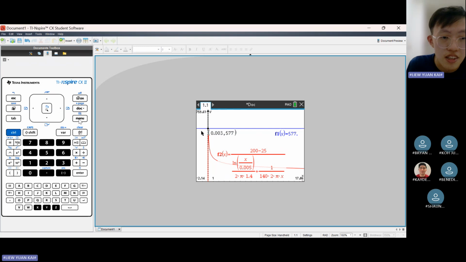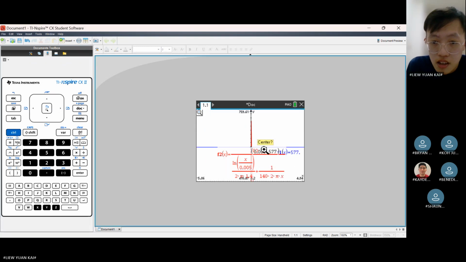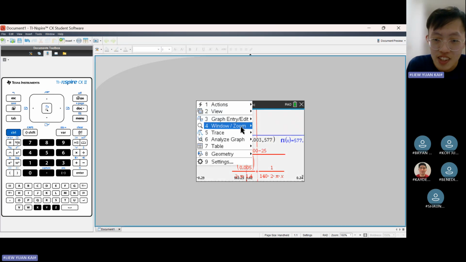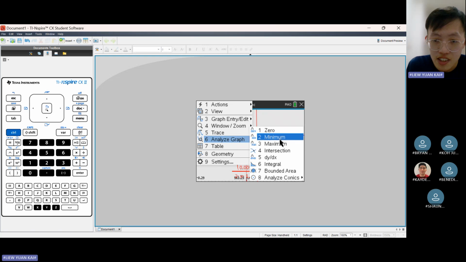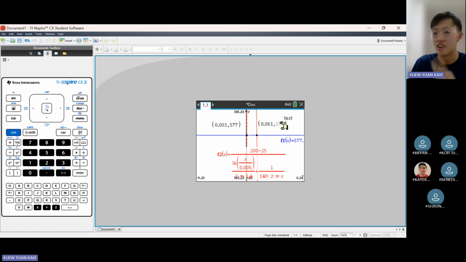Hold on. Let me zoom in again. Yeah, it's not very obvious, right? But you have to zoom in. There's actually two intersections. The intersections will be here. So one intersection will be 0.03. Another intersection will be 0.061. There are two answers, right? We have to see which one is the sensible answer.